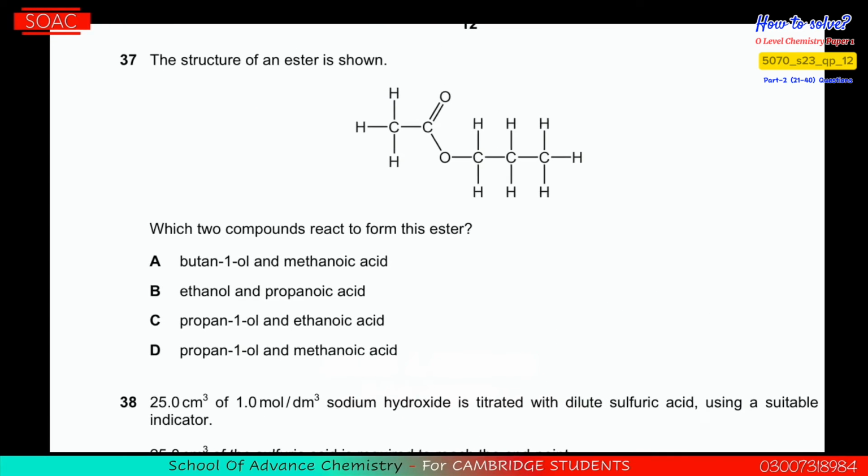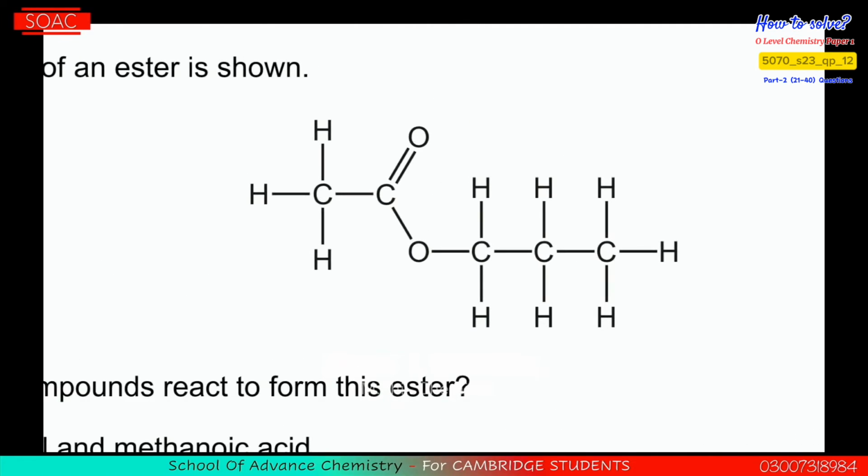Question number 37. The structure of an ester is shown over here. Which two compounds react to form this ester? I am going to cut this molecule into two halves, and I am cutting from C single bond O. There are two C single bond O. I am cutting this molecule in such a way that both oxygen are lying on one side. There are no oxygens, so this portion is from alcohol.